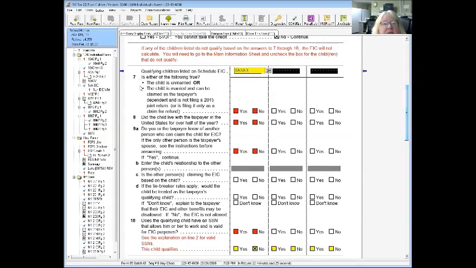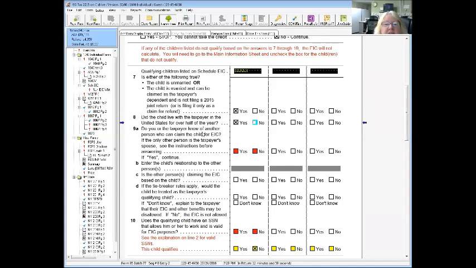And then this is where we say, is either of the following true? Is the child unmarried? Yes. That's the one that you're going to get wrong at least once, because you're going to think it says married. Remember that first question is yes, the child is unmarried. Did the child live with the taxpayer in the United States for over half of the year? And you say, did Sarah live with you for more than half of the year? Yes.